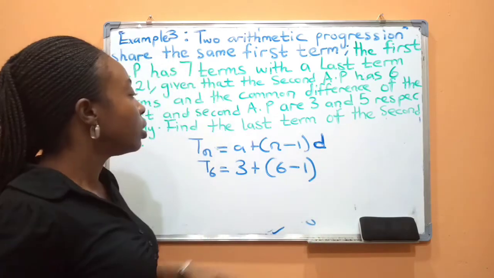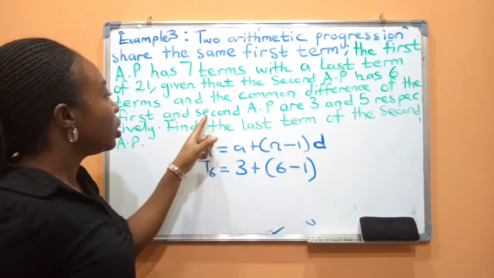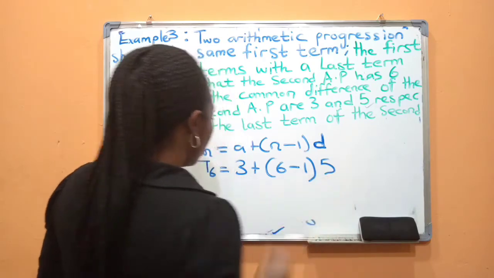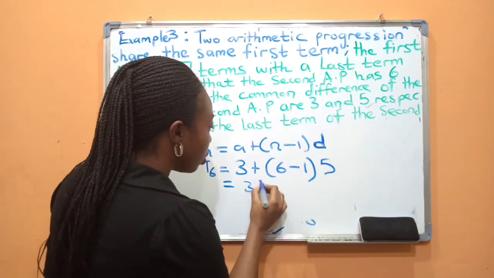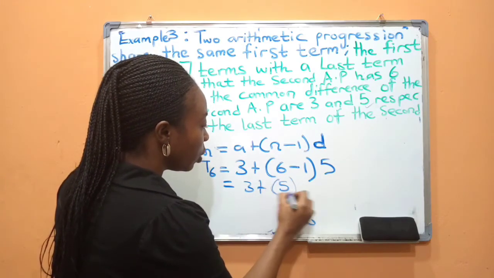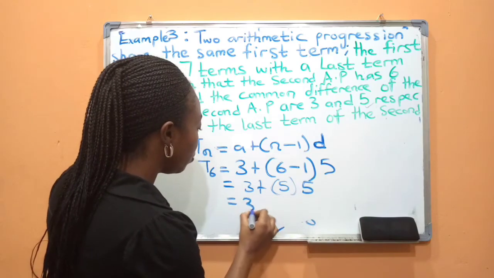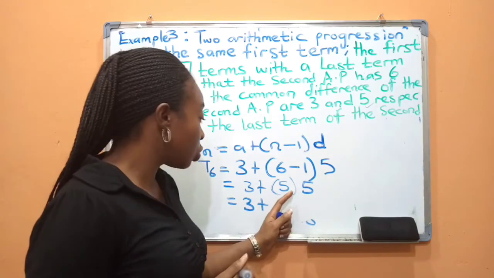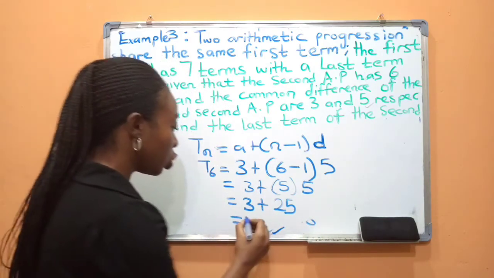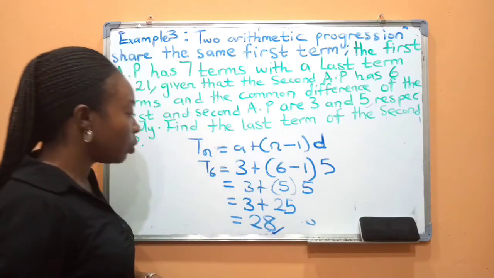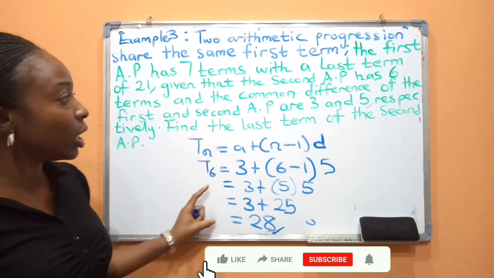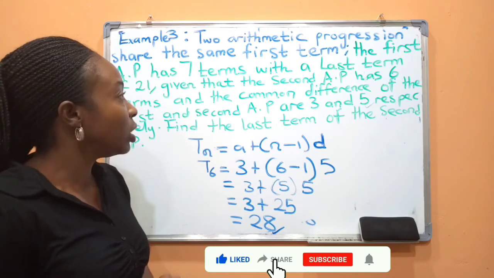Remember, A is 3. So we're going to have 3 plus, open up the bracket, 6 minus 1, close the bracket. Then what's the common difference? We are told that the second AP's common difference is 5, okay? So we're going to have 5 here. So the next thing, we say 3 plus, when you say 6 minus 1, it gives you 5, okay? And we have 5 here. So this is equal to 3 plus 5 times 5, which gives us 25. So 3 plus 25 gives us 28. So we've been able to find the last term of the second AP. So the last term of the second AP is 28.